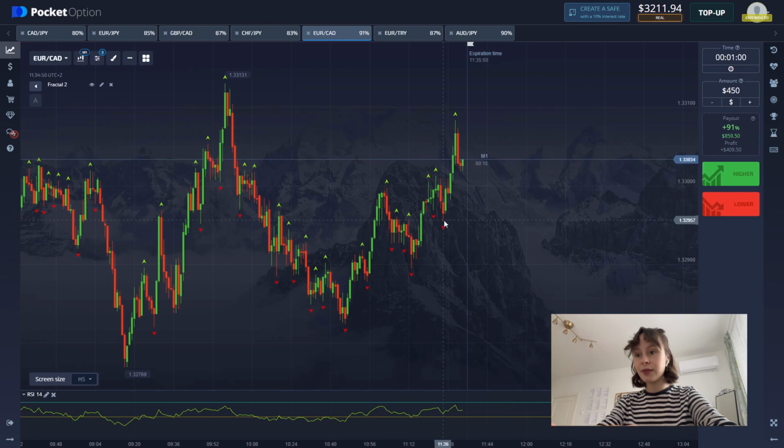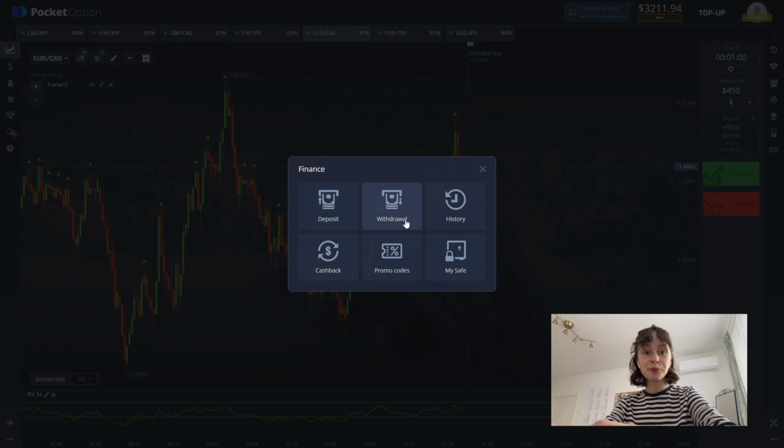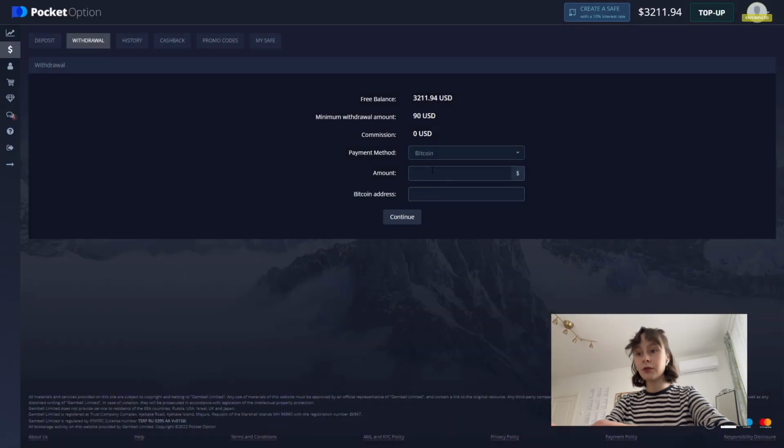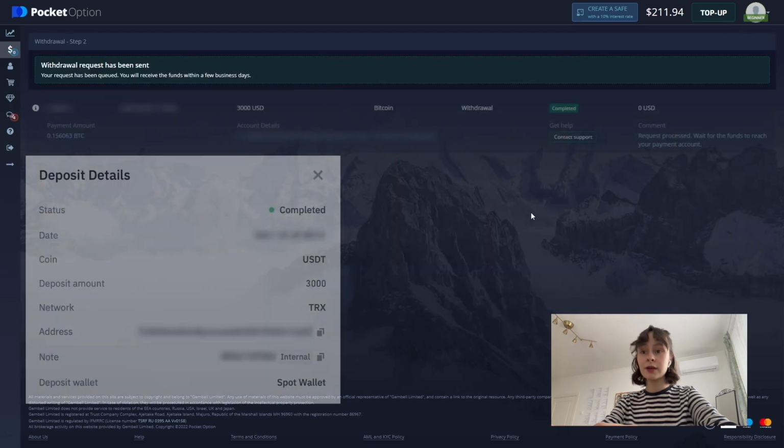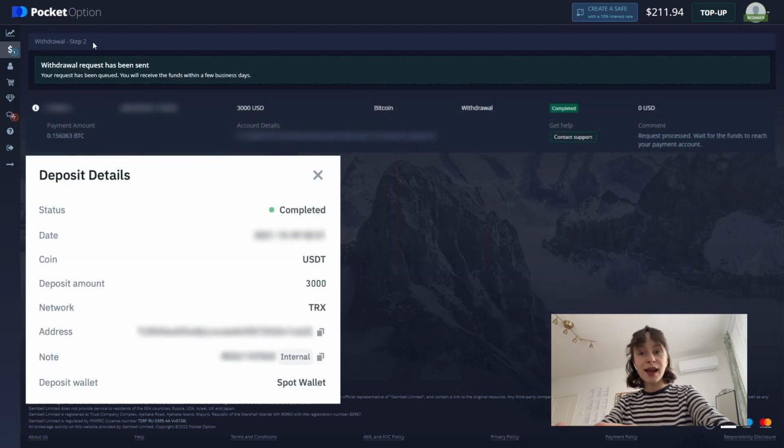And without further ado, let's get to the withdrawal. We'll withdraw $3,000 to the Bitcoin wallet, pressing continue. Our withdrawal is always a successful processing. I will add a screenshot of the successfully processed transaction.